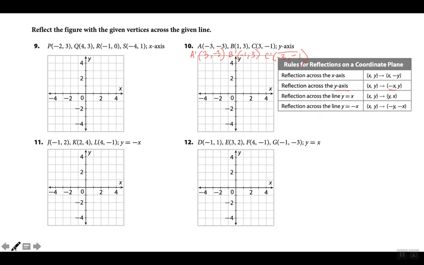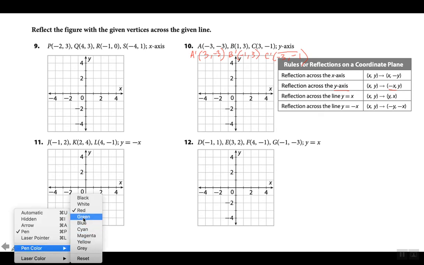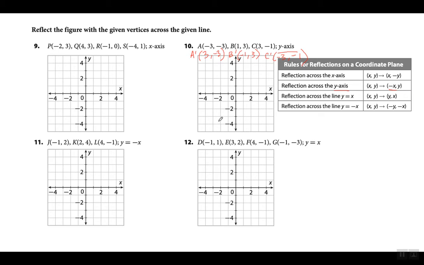Okay, now in blue, I'm going to go ahead and first graph the pre-image. So the pre-image: A is at negative 3, negative 3. Here's A. B is at positive 1, positive 3. And C is at positive 3, negative 1. All right, let me try to connect those dots as straight as I can. All right, that one was pretty good.